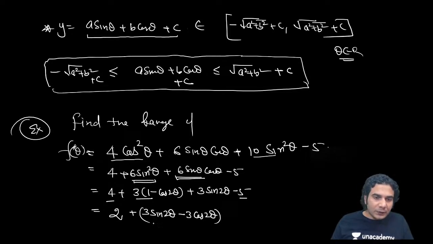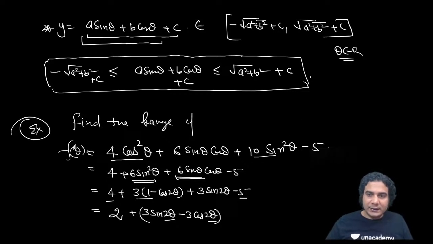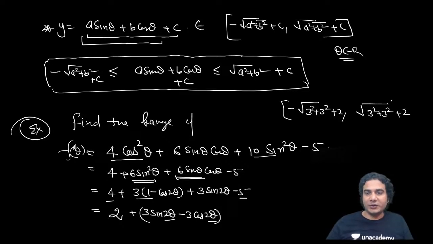So using this formula, now you can apply. Whether you have theta or 2 theta or 3 theta, it should be the same in cos and sine. So this angle should be the same and it should be a linear expression of sine and cos. We have got a linear expression of sine and cos. So its range is going to be minus under root of 3 square plus 3 square plus 2 to plus under root of 3 square plus 3 square plus 2. So that is going to be the range.